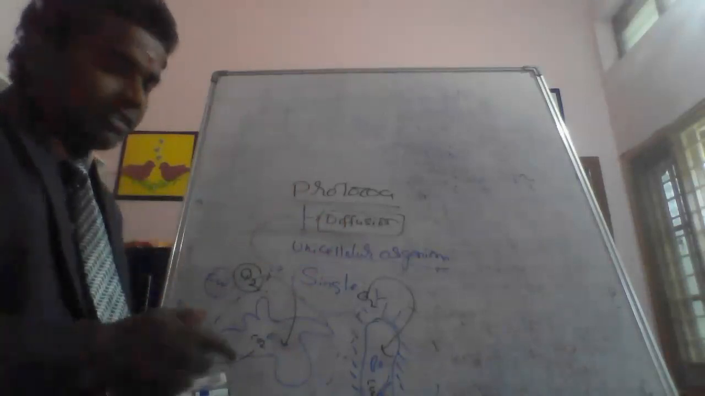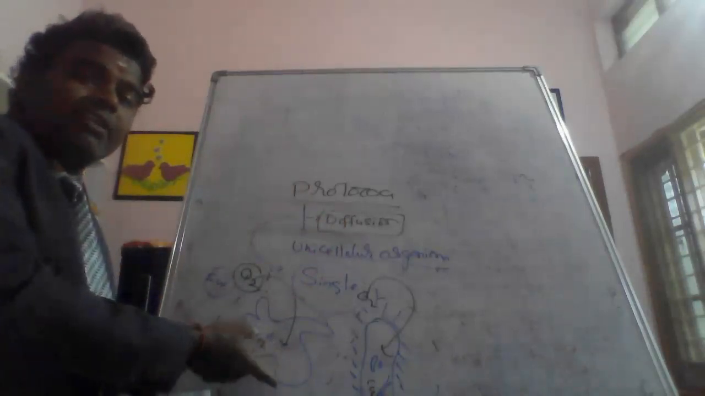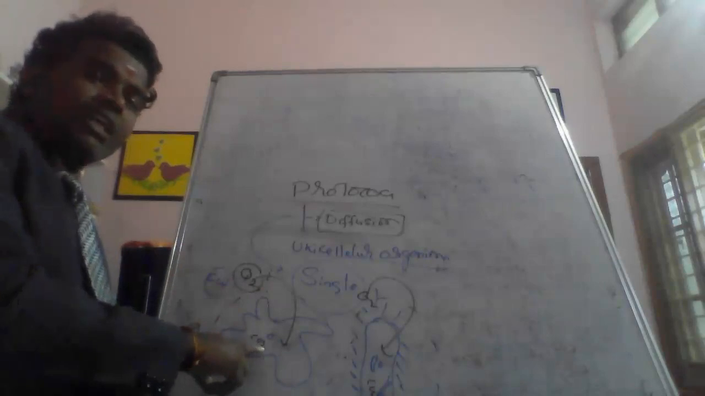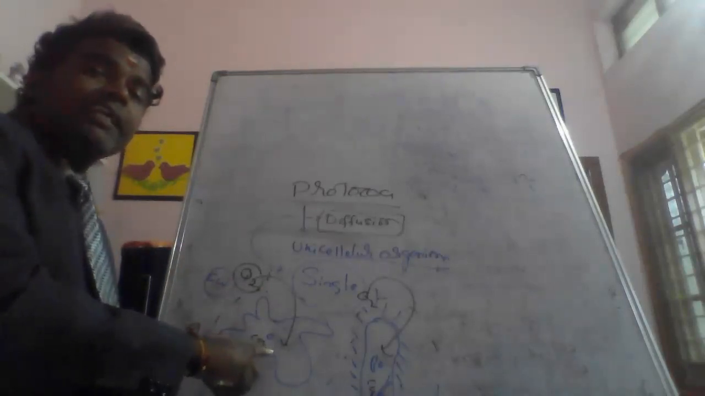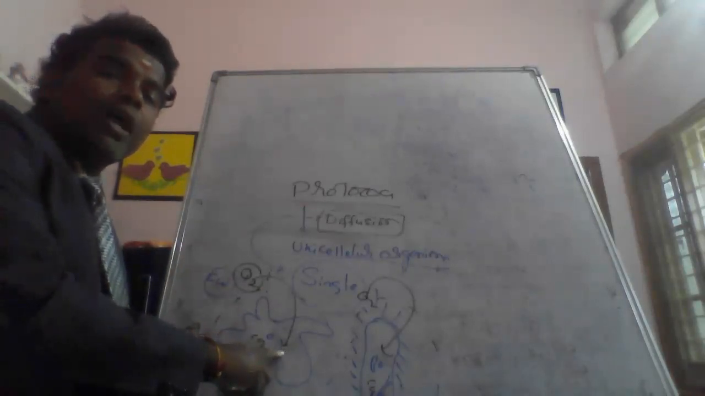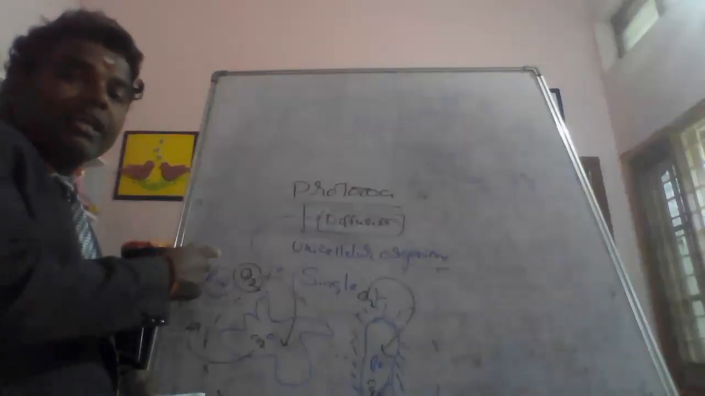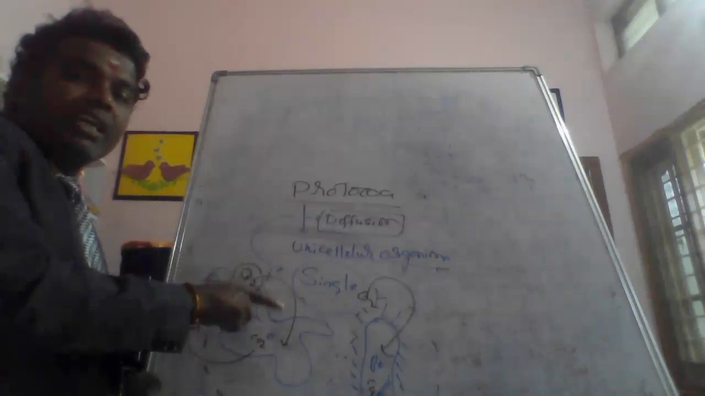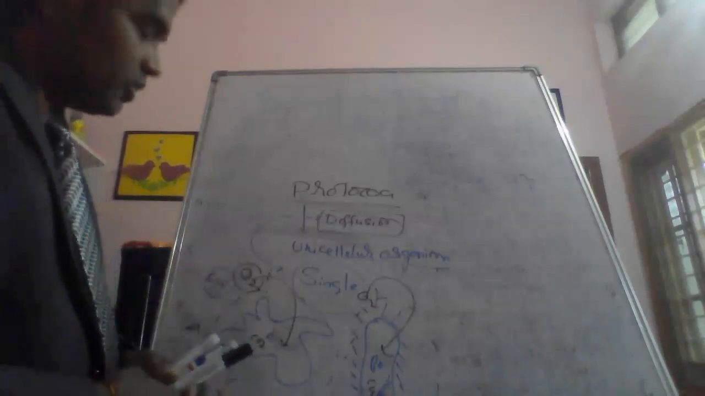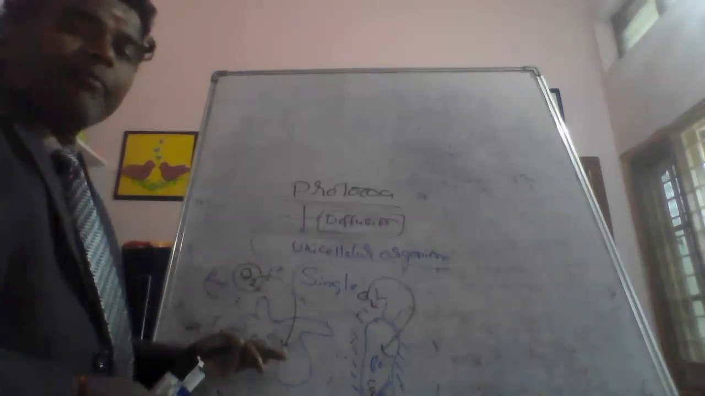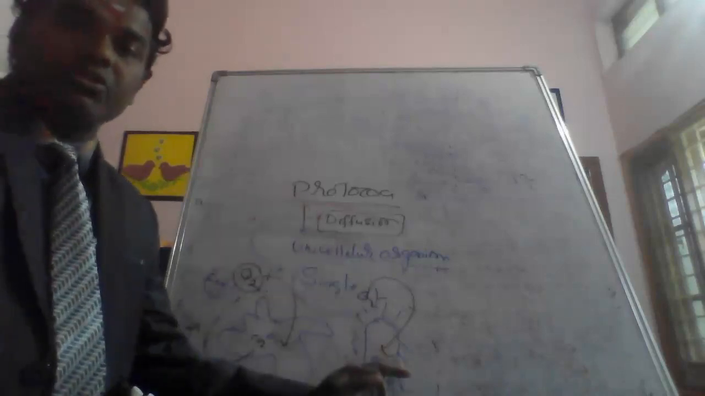See, the carbon dioxide level is increased in the metabolic activity. After metabolic activity, the carbon dioxide moves from the cytoplasm to outside. That is called expiration. Inspiration and expiration, inhalation and exhalation. The same phenomenon takes place in paramecium also.